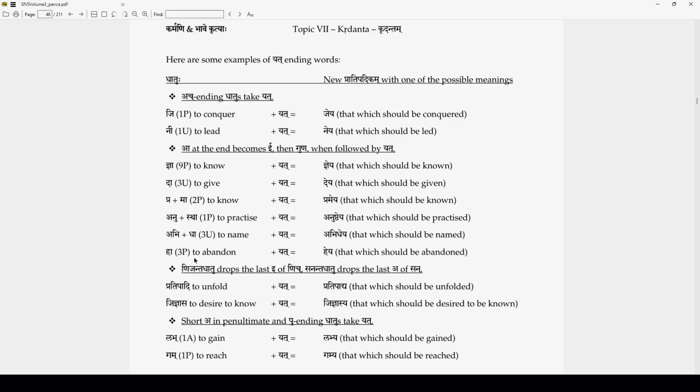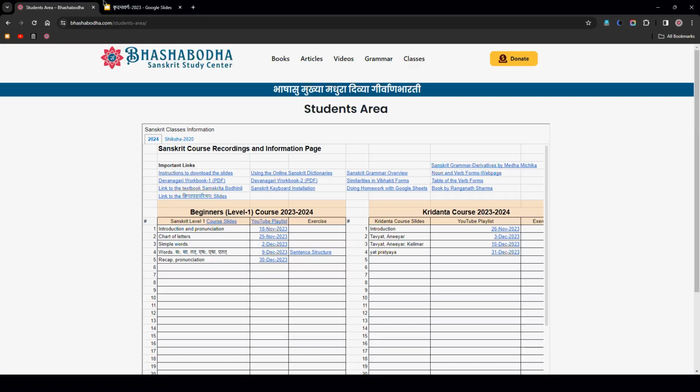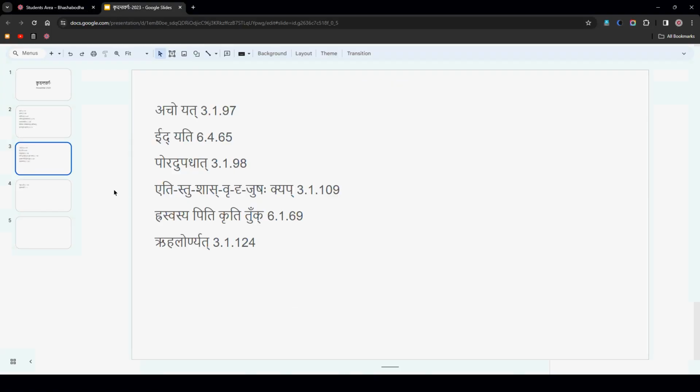Okay, so "Idayati" we saw last week. Then the next one we saw was "po ad upadhat". So that means "poho at upadhat". So what does this mean? Anybody remember? Po ad upadhat.